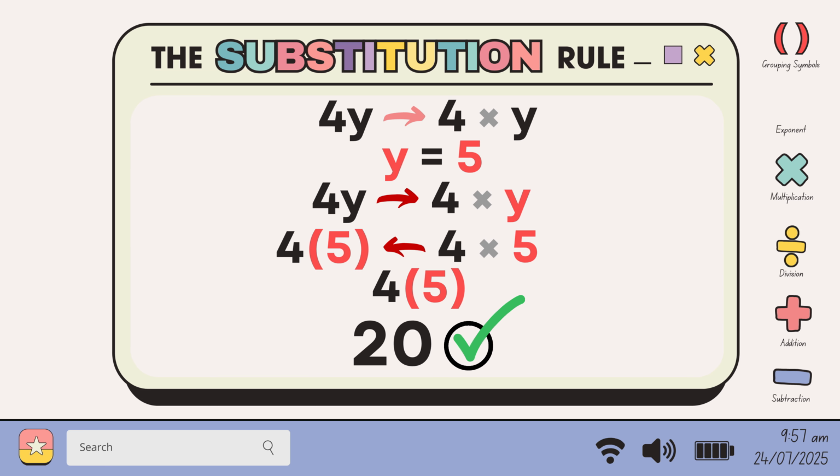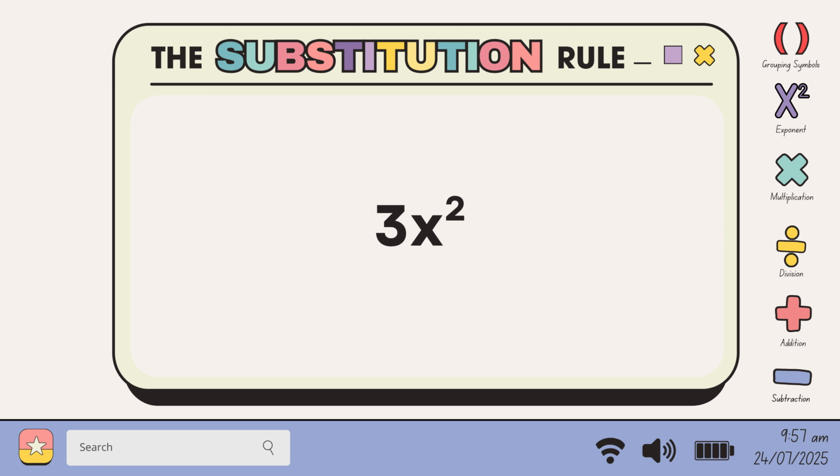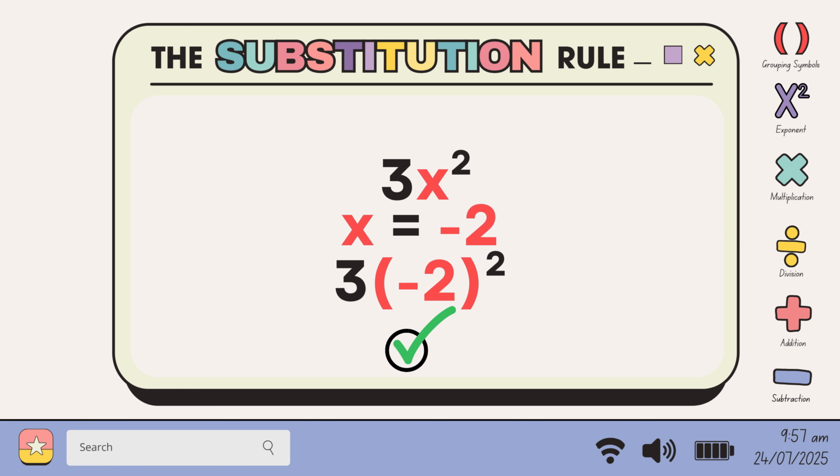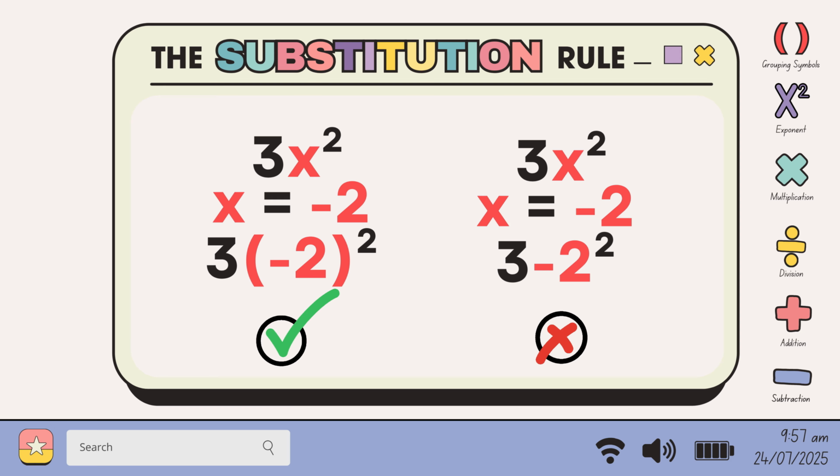Be extra careful with negative numbers. Take the expression 3x squared, where x is equal to negative 2. You must place the negative 2 inside parentheses before squaring it. This ensures you square the entire number, not just the digit. Skipping parentheses is a common mistake that leads to the wrong answer.